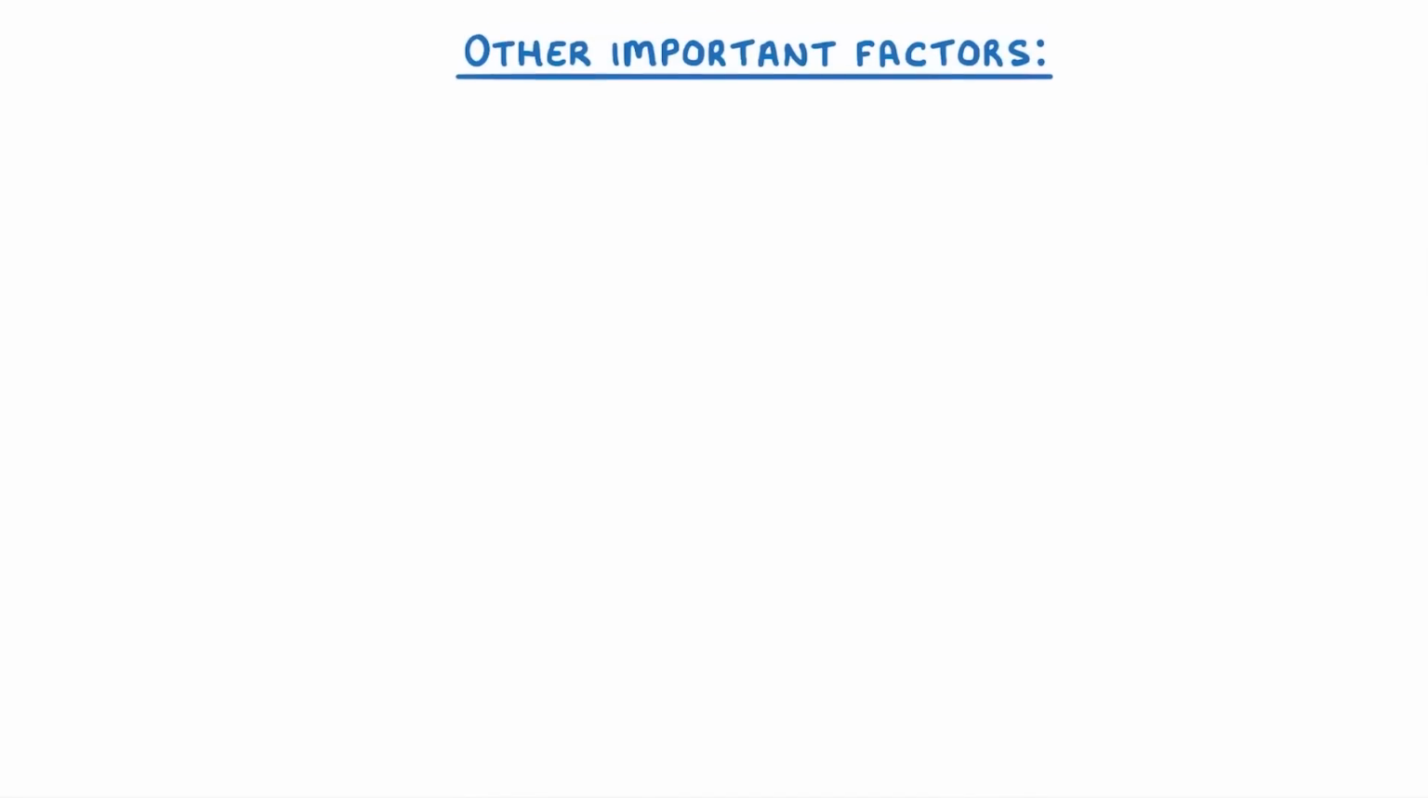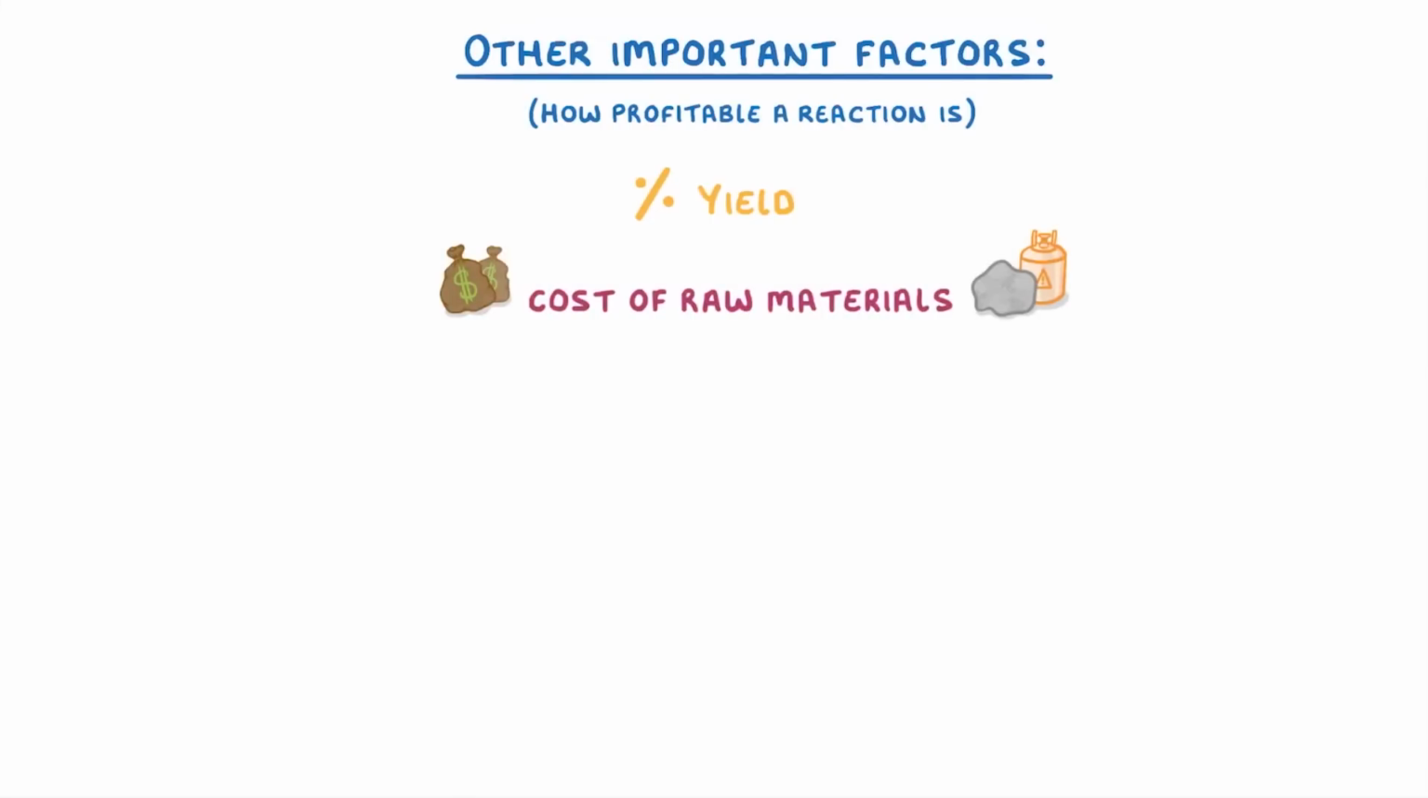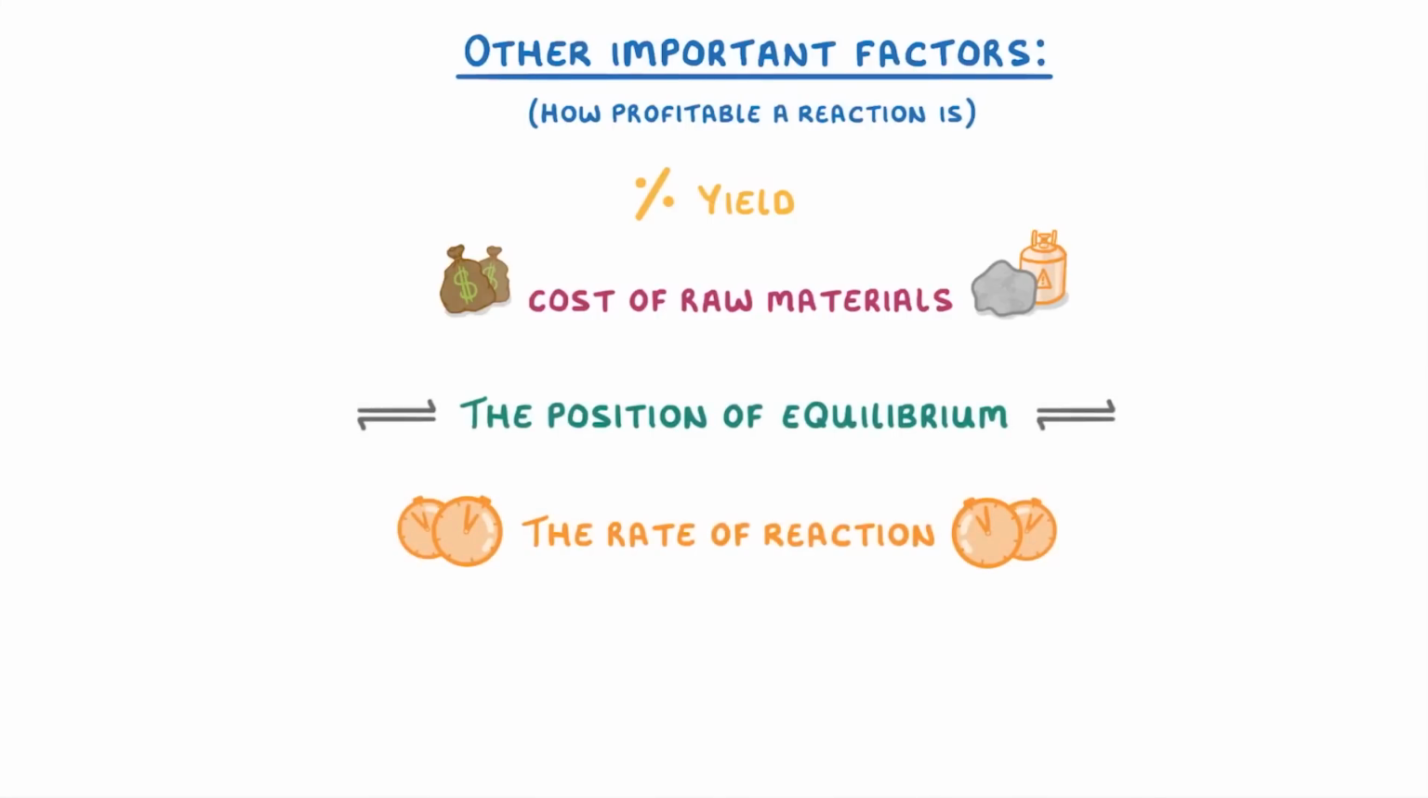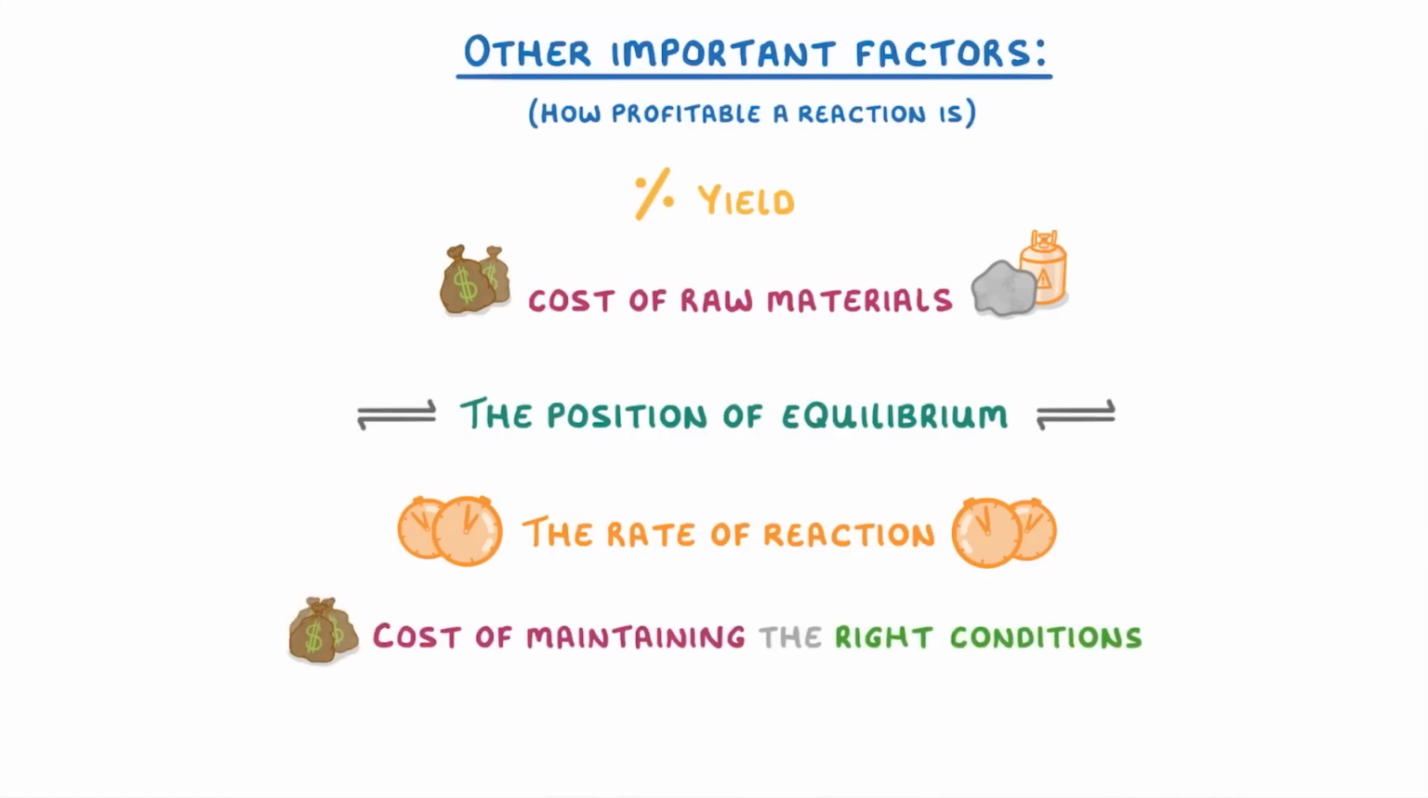The last thing to cover is that there are lots of other important factors to consider when you're thinking about how profitable a reaction is. For example, the percentage yield, the cost of the raw materials, the position of the equilibrium, the rate of reaction, and the cost of maintaining the right conditions, like the temperature and the pressure.